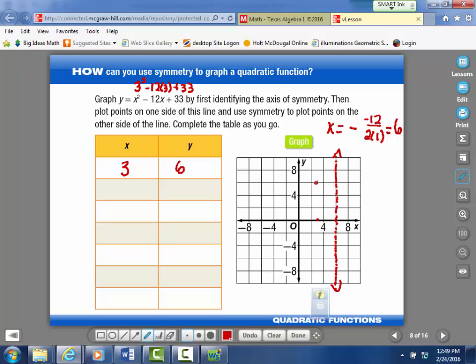There we go. Okay, what's another good point? How about 4? Let's check out 4. What happens when we put in 4? Okay, so I'm going to change this.